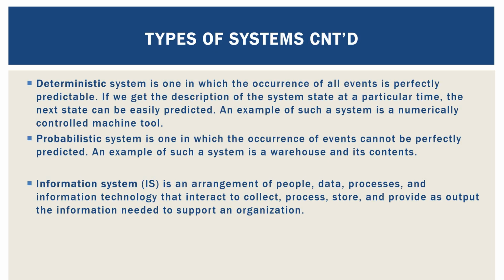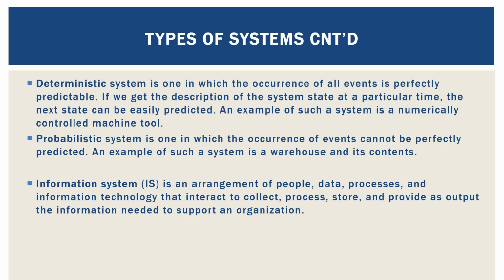Now let's look at the next type of systems, which is information systems. Of course, this is where our thrust is, because we are doing system science and design. What we're looking at mostly are information systems. And what is an information system? By definition, this is an arrangement of people, data, processes, and information technology that interact to collect, process, store, and provide as output the information needed to support an organization.